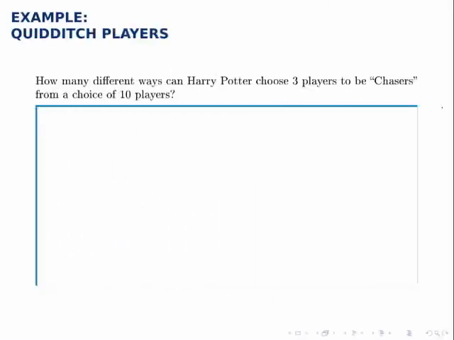How many different ways can Harry Potter choose 3 players to be chasers from a choice of 10 players? Since there's no mention of order within these 3 players that are chosen, it's just which players do we select. This is a combination formula. So we're looking for 10C3. N is 10, that's the number we're choosing from, and R is 3. We're choosing 3 out of these 10.